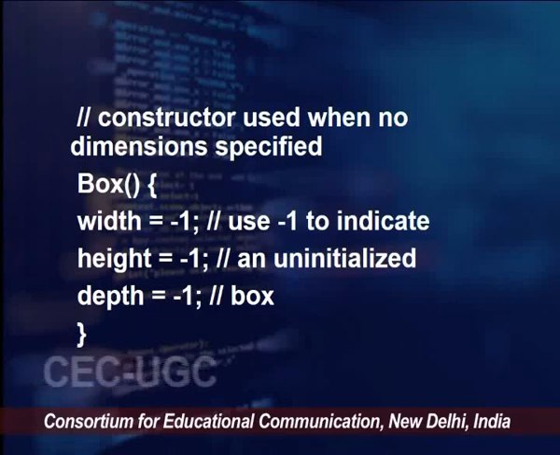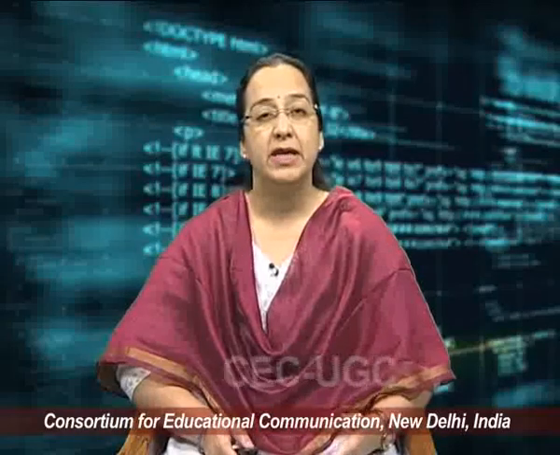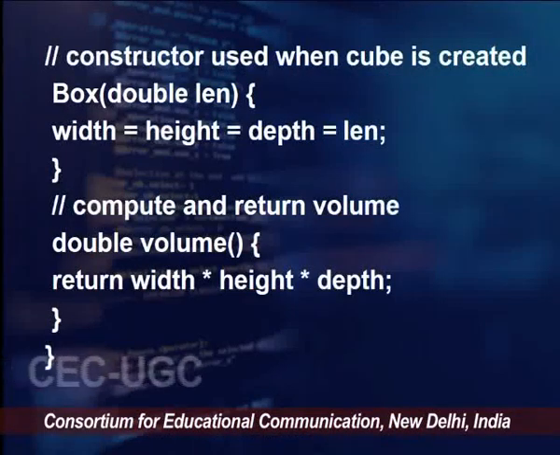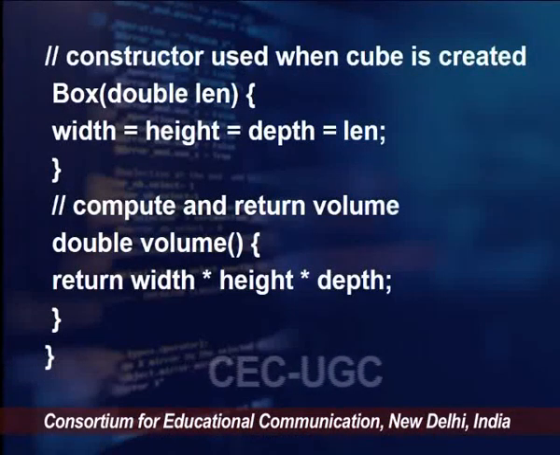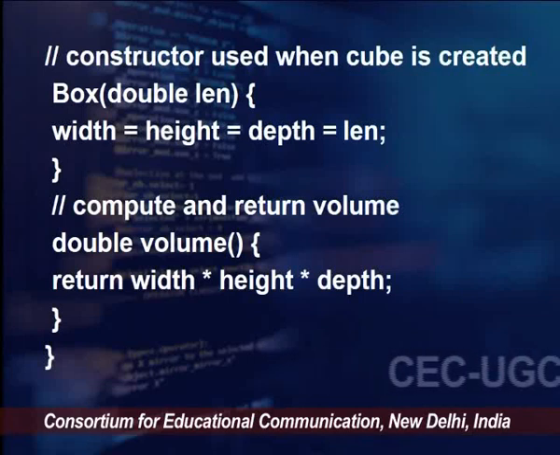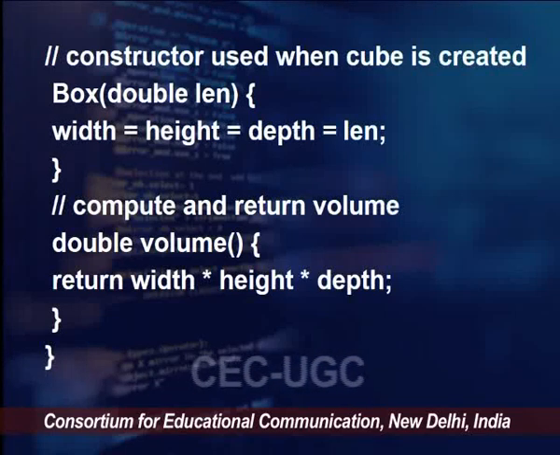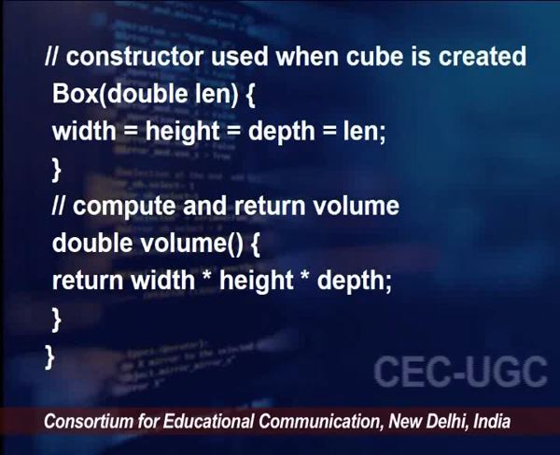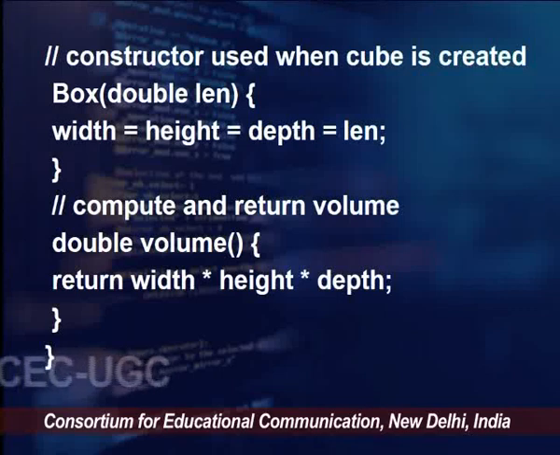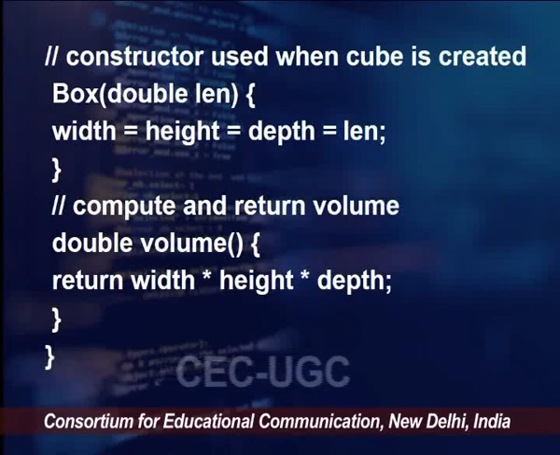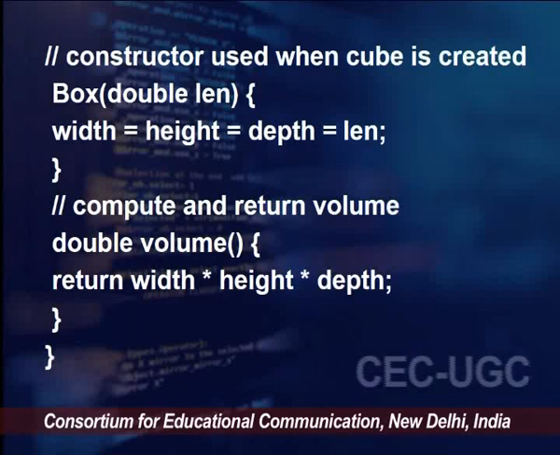So till this point in this program we have seen three versions of this constructor. One more to add here takes one parameter, length, and that parameter is assigned to width, height and depth. So that means width, height and depth are now equal, and this box has the dimensions of a cube. So we are trying to create a cube using this box. And then we have a double volume method which returns width times height times depth.